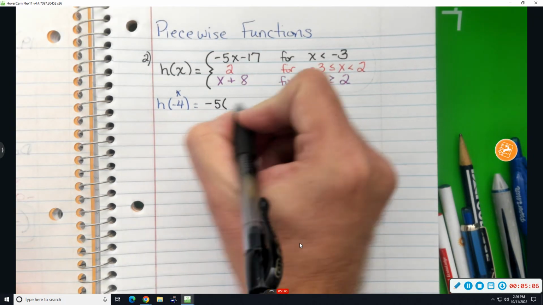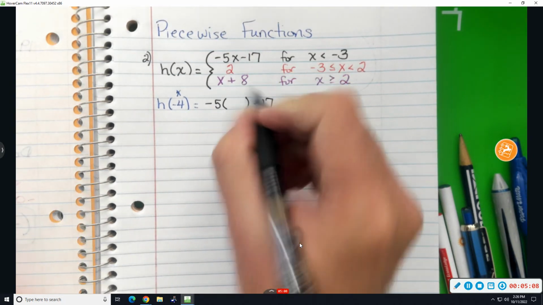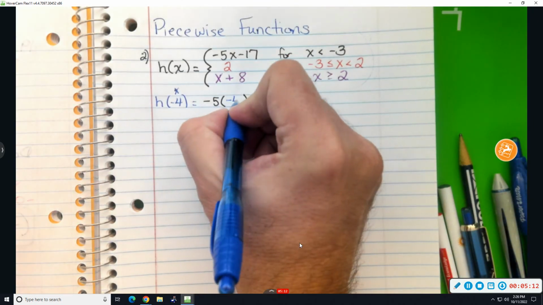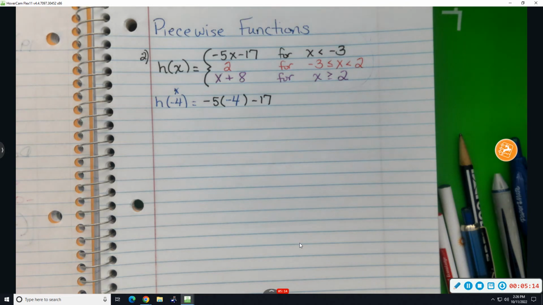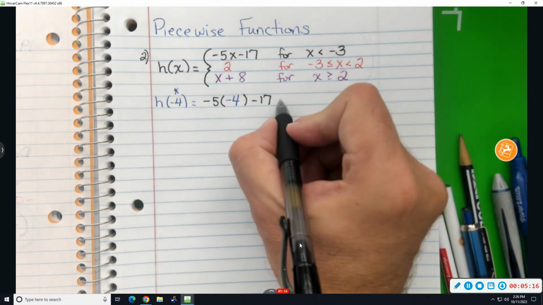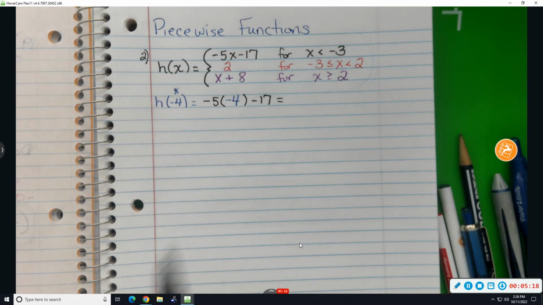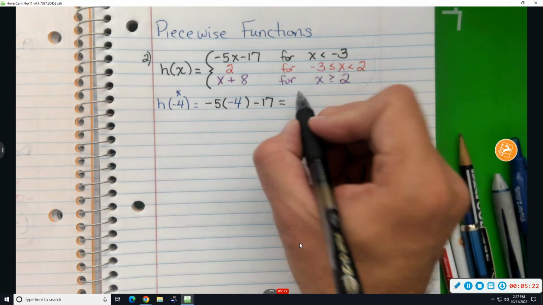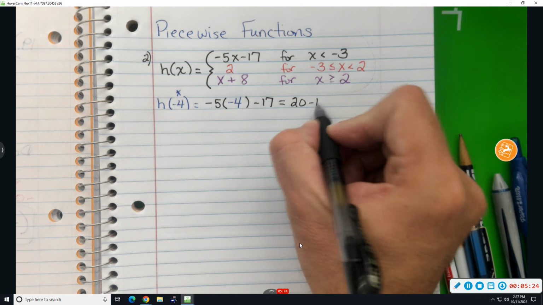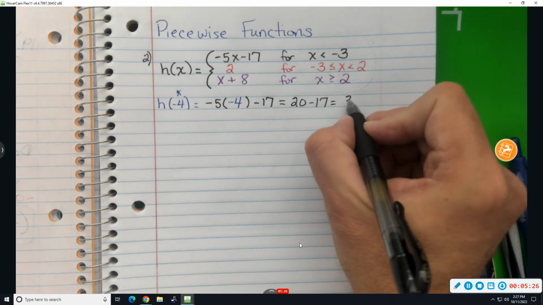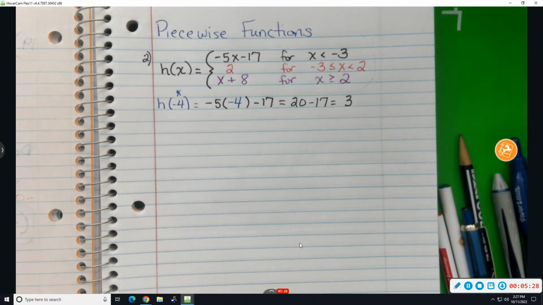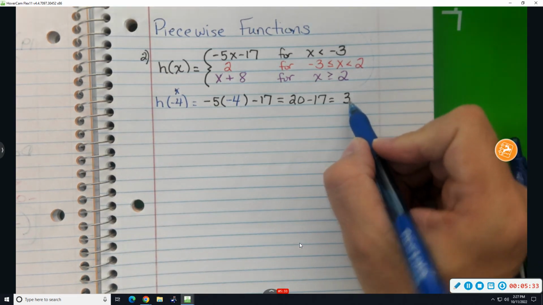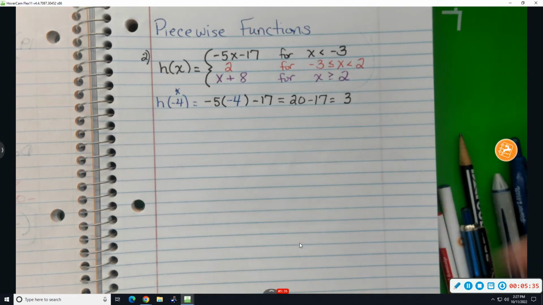Negative 5 times x, I'm putting the negative 4 in for x, minus 17. Let's see, what's that going to be? We have a 20. Minus 17, it'll be 3. So just like the last time, for every x, there's only one y, not two y's. We can't have a black and a red y.